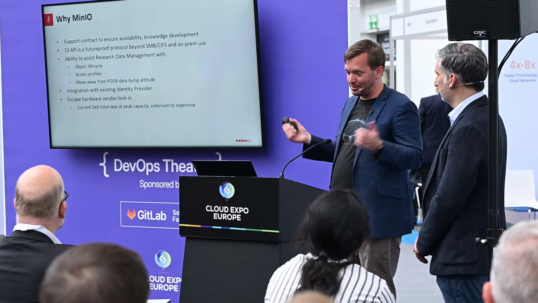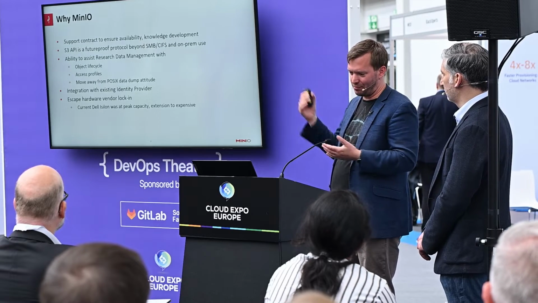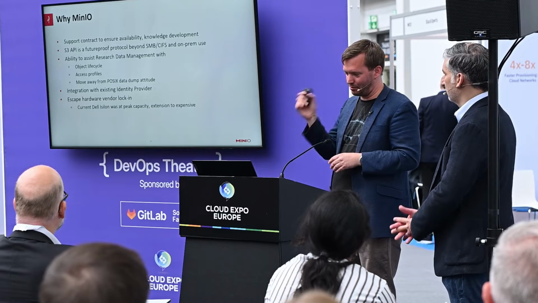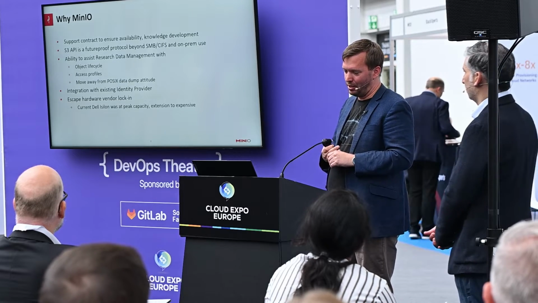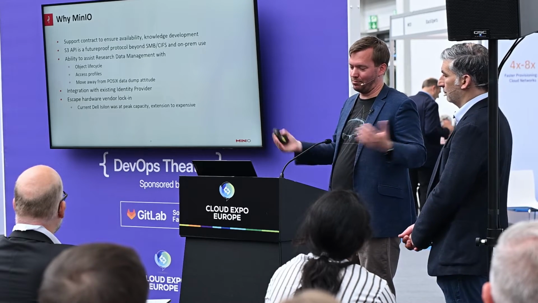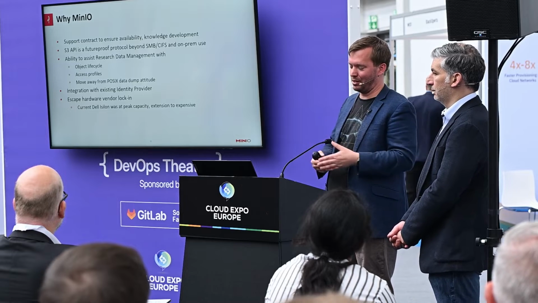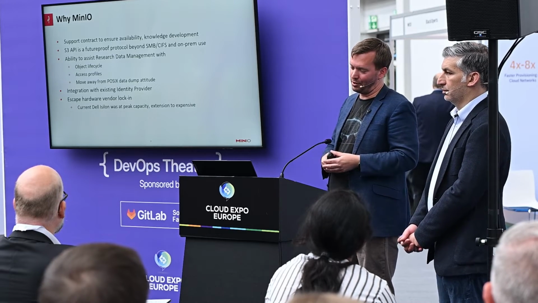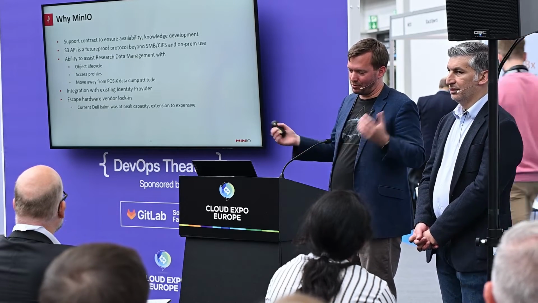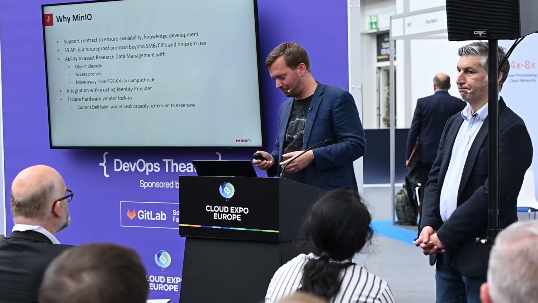The integration with existing identity providers worked out of the box. We have Azure, or Entra ID, now. You integrate it and off you go. And now we can just scale out much easier, right? We don't have this vendor lock-in for the hardware. We just buy off-the-shelf hardware, off you go.